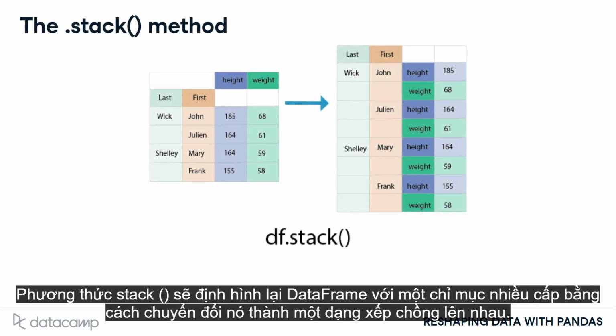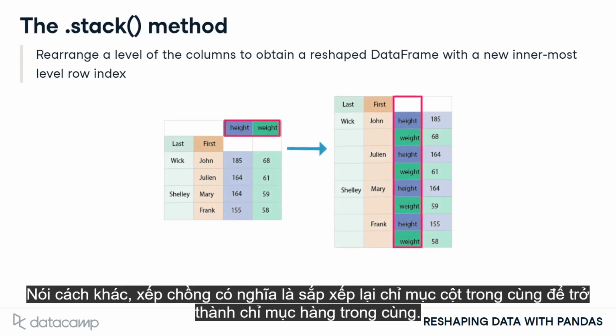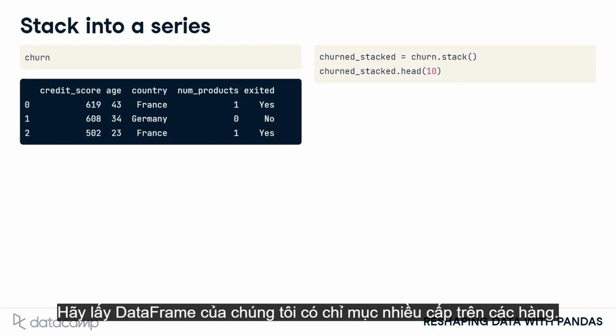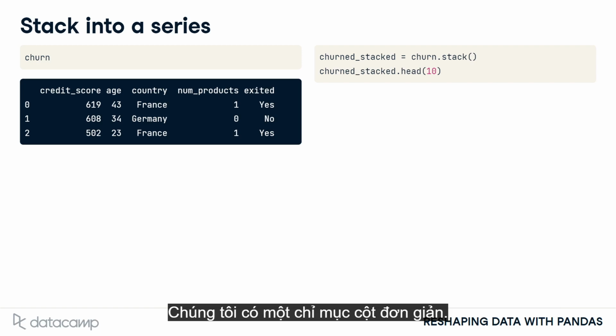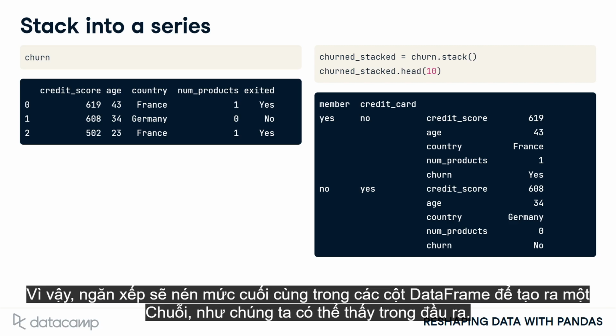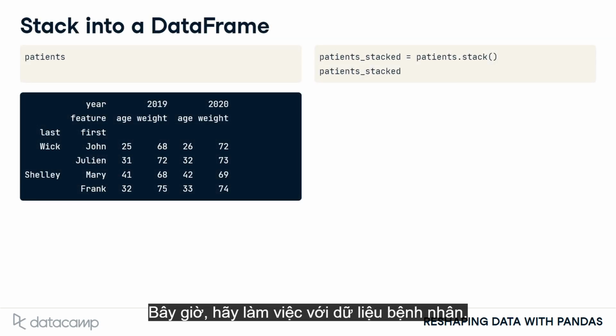The stack method will reshape the data frame with a multi-level index by converting it into a stacked form. In other words, stacking means rearranging the innermost column index to become the innermost row index. Let's take our data frame that had a multi-level index on the rows. We apply the stack method. We have a simple column index. So, stack will compress the last level in the data frame columns to produce a series, as we can see in the output.